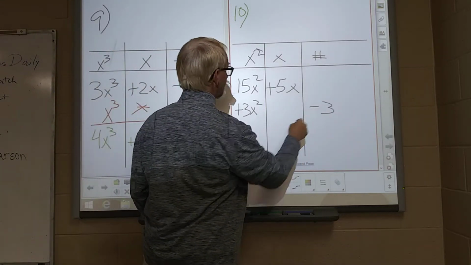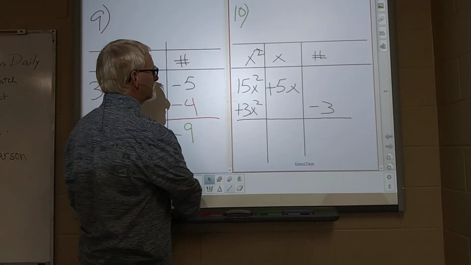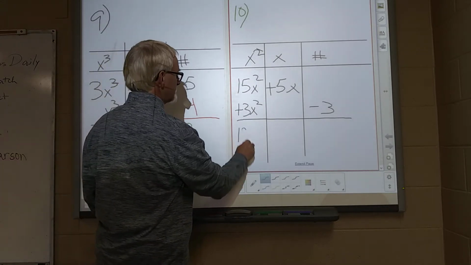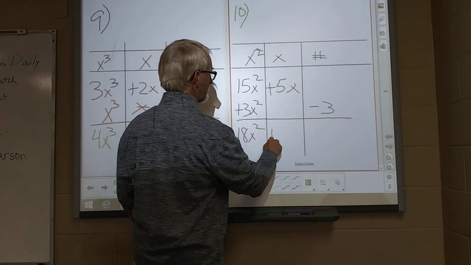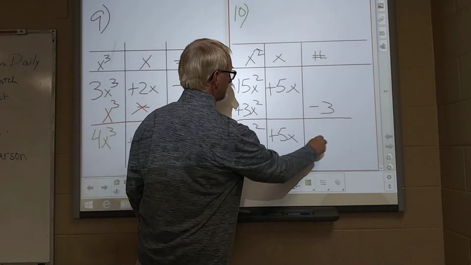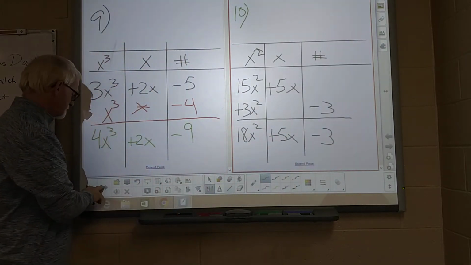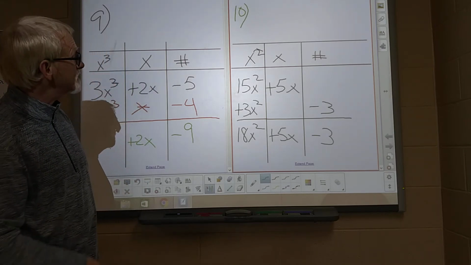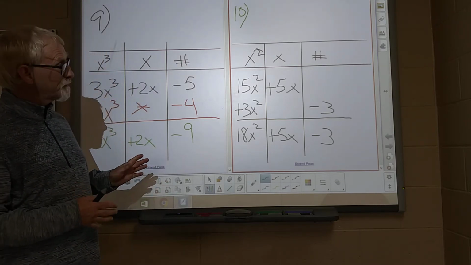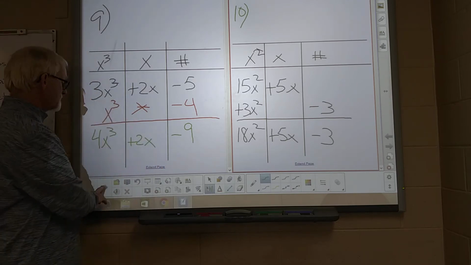So it just puts it over there, and you end up with 15x squared plus 3x squared is 18x squared. There's nothing there, so plus 5x, and then minus 3. Notice how we just left those columns blank. The only tricky thing to watch is if you get a negative in the middle, you want to change your signs if you need to.